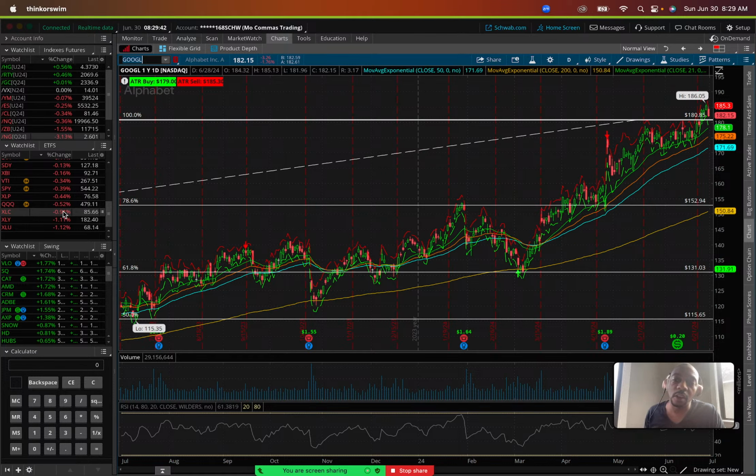And this is also because Google, and I think I showed you this last week, Google's heavily weighted in XLC with Meta, Google, and what's the other? There's one or two other major weights in XLC, but because it's so heavily weighted, if you see XLC down, it's going to drag Google, Meta down as well. Disney, I think it's T-Mobile, AT&T, communication stocks, right?